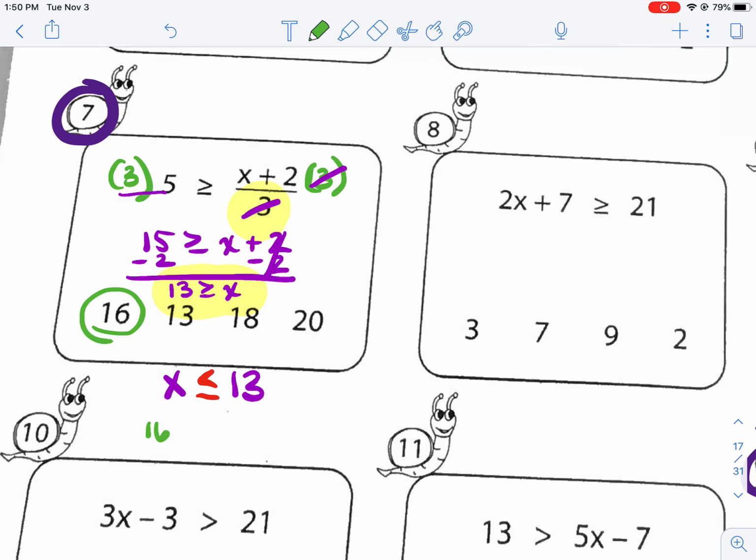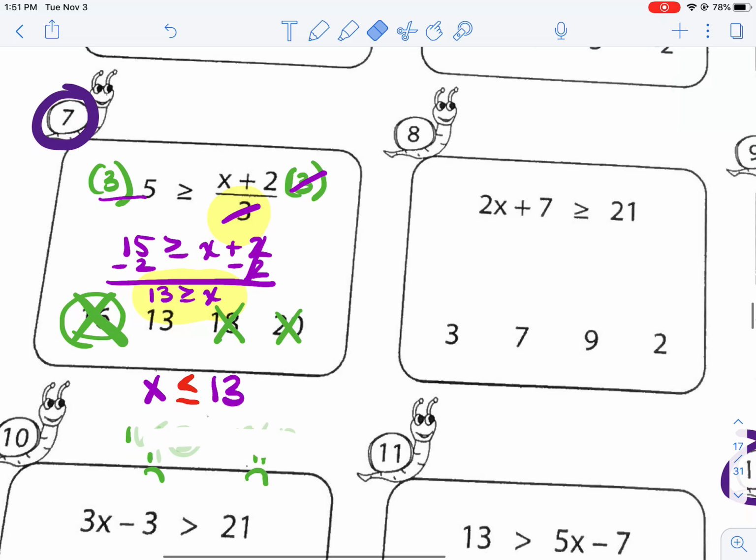If I have 16 is less than or equal to 13, is that true or false? Remember, the open mouth should be facing the bigger number. It's not. So that is not true. So anything bigger than 16, like 18, is not going to be bigger than 13. Neither is 20. The only one that could work, let's try it, is going to be 13.